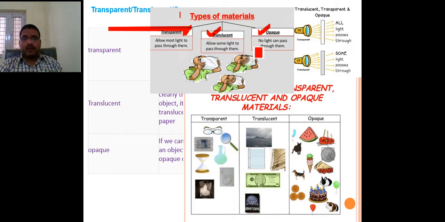And in the case of opaque, there are materials through which light will not pass, and those are basically opaque materials. Here you can see the transparent object, through which you can see both sides, whereas in translucent objects you can see the other side but not clearly, and this other kind is known as opaque material, and through these materials you cannot see the other side.